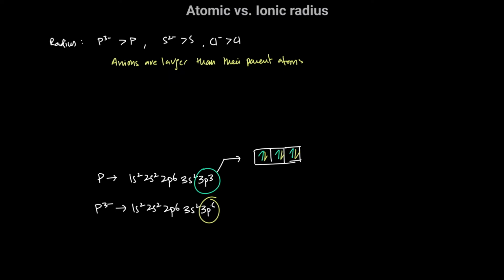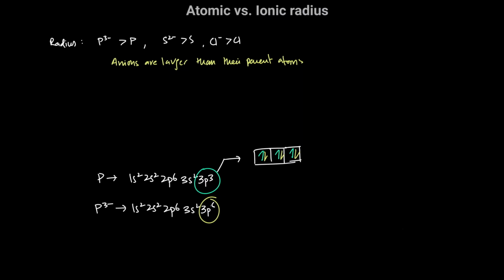If you think about the electrons in the outer shell, because they're now pairing up, there's an increase in the repulsion between the electrons, so they want to spread further apart. This means the radius of the phosphide ion, because of the increase in spin pair repulsion, is larger. Because of that increase in repulsion, we have a larger radius for the anion.